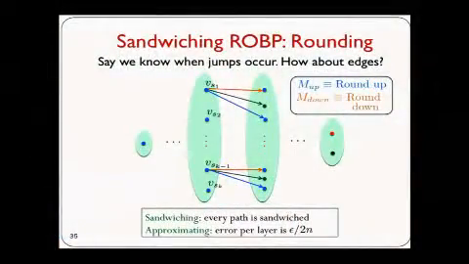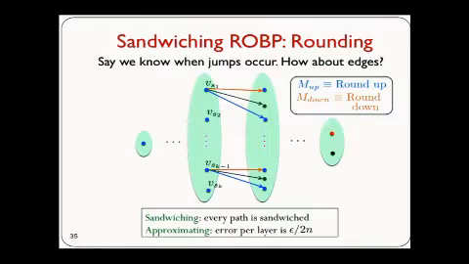All right. And then once you have this construction, showing that this is actually sandwiching and approximating is straightforward. In particular, every black path is sandwiched between the corresponding blue and orange paths. That shows the sandwiching property. And the error per layer due to rounding is at most epsilon over 2n. So the total error is at most epsilon over 2.